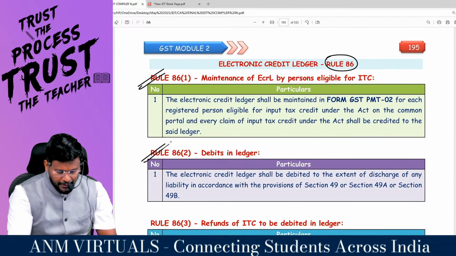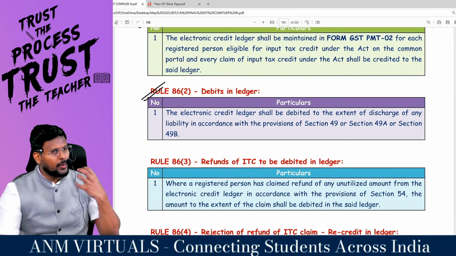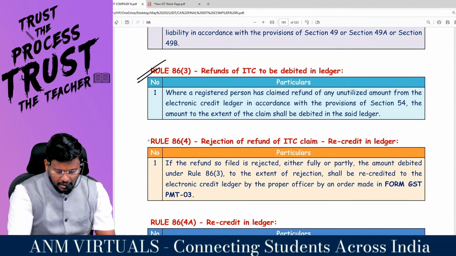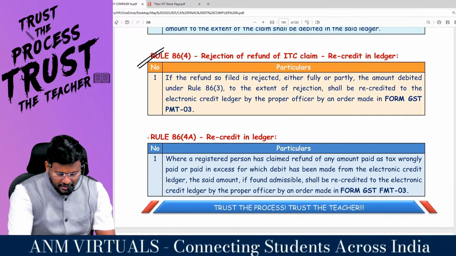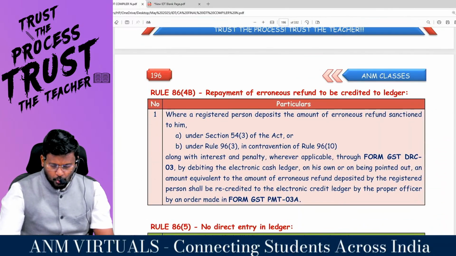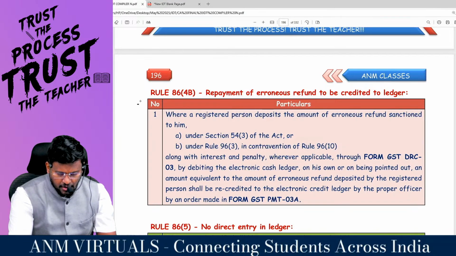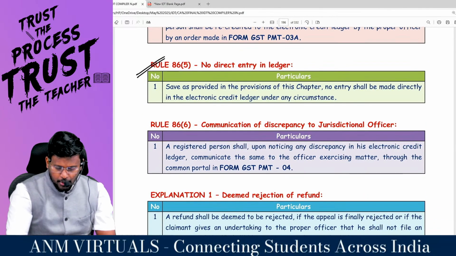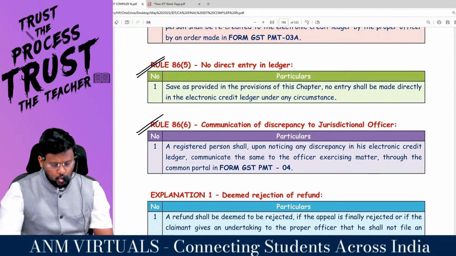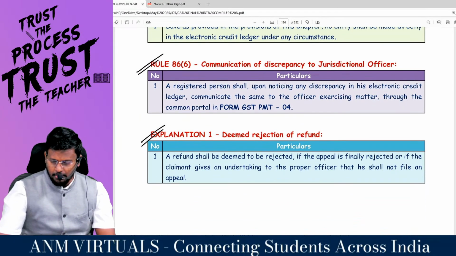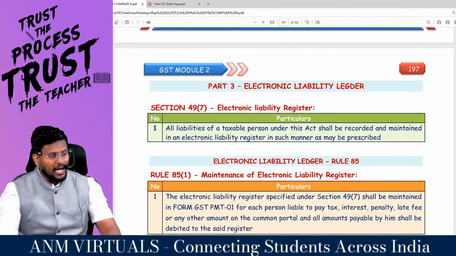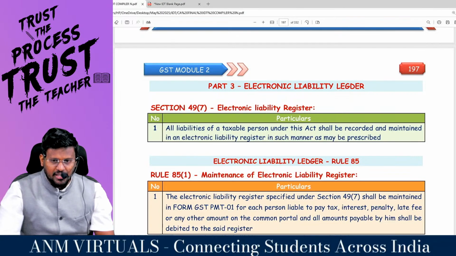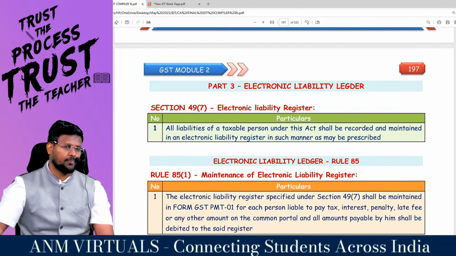Sir, rule number 86, and debit in the ledger, for what and all amount will be debited: a refund of ITC to be debited, rejection of refund, recredit in the ledger. Rule number 86, sub rule 4A, repayment of erroneous refund to be credited to the ledger, no direct entry in the ledger, communication of discrepancy to what officer? Jurisdictional officer. And explanation number 1. That means whatever we have discussed for the electronic cash ledger will be mutatis mutandis discussed for the electronic credit ledger also.